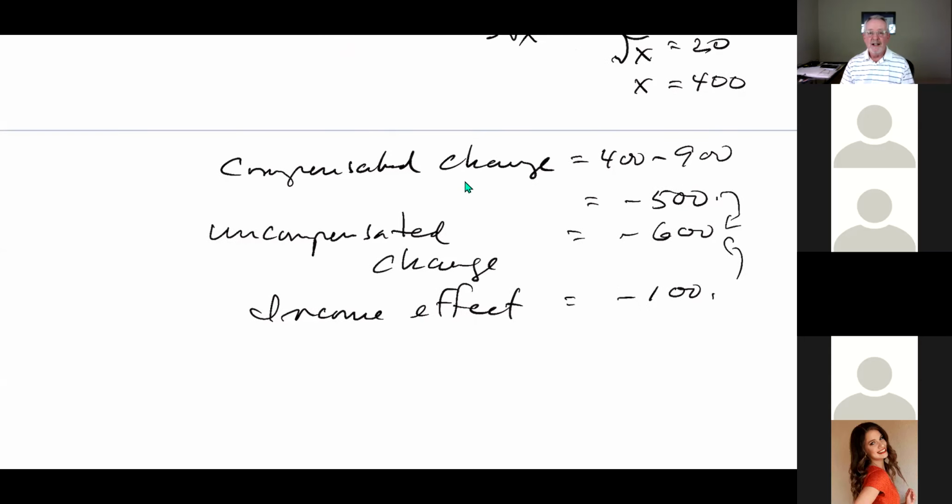That's how I'm going to do this every time. But the key for me here is to recognize, first off, I have to understand the difference between a compensated and an uncompensated change in quantity demanded. And once I have that distinction, and I recognize that the uncompensated change must be equal to the compensated change plus the income effect, then I can solve. When I have the uncompensated and the compensated change, I can solve for the income effect, and I have the solution in hand.